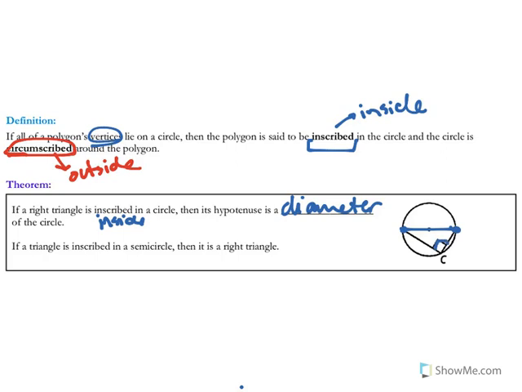Another way of thinking about this is if a triangle is inscribed in a semicircle, then it is a right triangle. So if one side is like the base of that semicircle, and then the third point is just somewhere on that circle, it has to be a right triangle. It has to make a right angle.